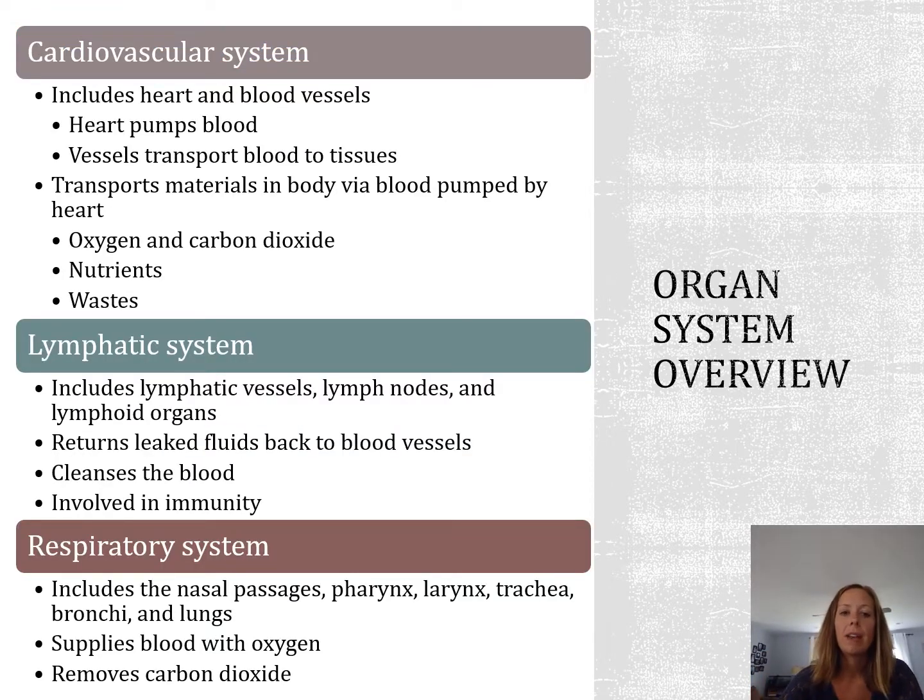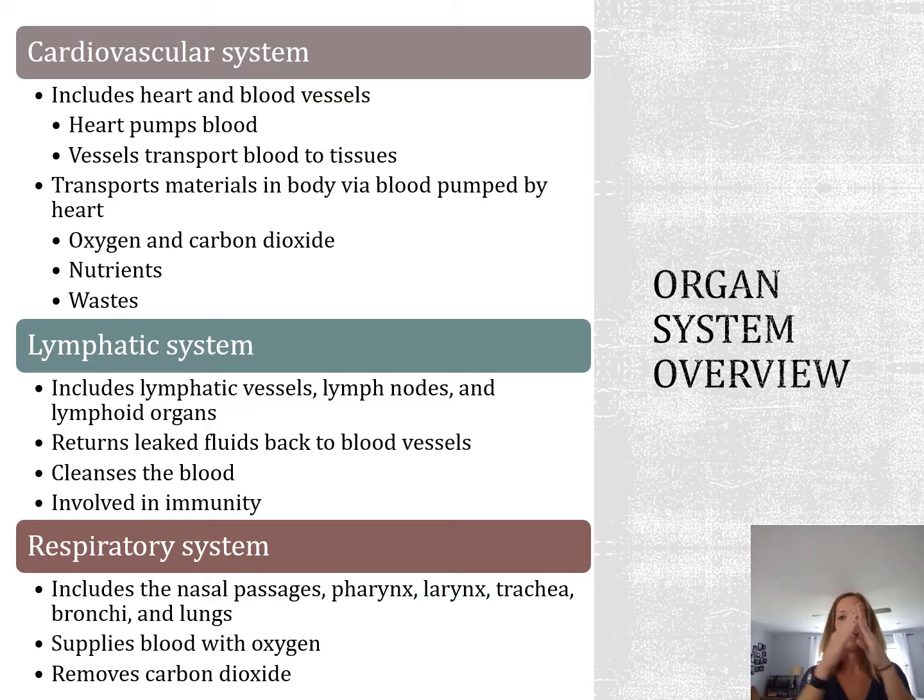Next three, we have cardiovascular, lymphatic, and respiratory. Cardiovascular system is going to include heart and blood vessels, right? Your heart's main job is to pump blood. The vessels are going to transport the blood, right? We have arteries, veins, capillaries.